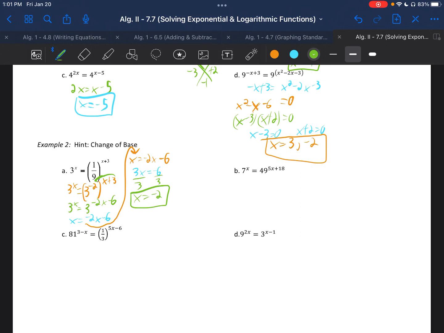Letter B, we're going to do this very similar thing. I would encourage you to try this one on your own, or at least try to get as far as you can on your own. So the bases aren't the same, but we can make them the same. 49 is really like 7 squared.